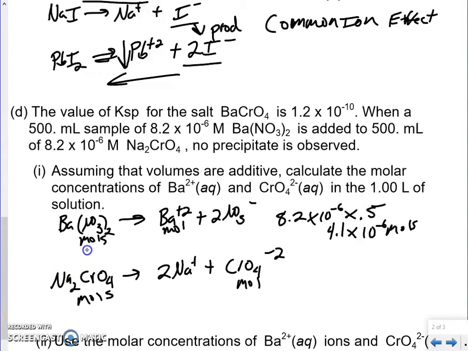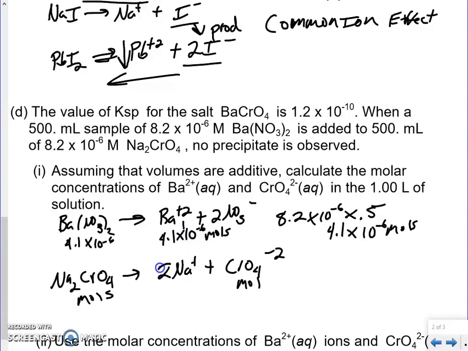So let's go back over here. If that's the amount of moles of our barium nitrate, 4.1 times 10 to the negative 6, that's also going to be the same amount of moles that we get for our barium ion, again, because it's a 1-to-1 mole ratio. For every 1 barium nitrate, we're producing 1 barium ion, and because this is fully soluble, we can make that assumption. So we now know the moles of the barium ion.